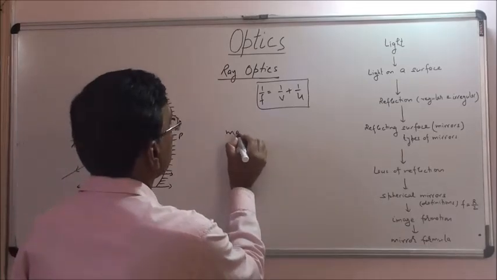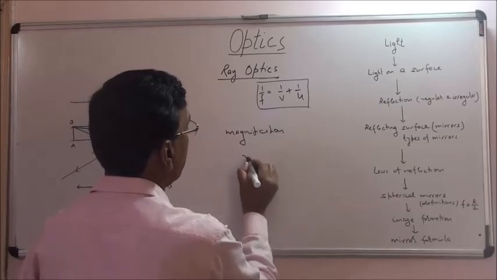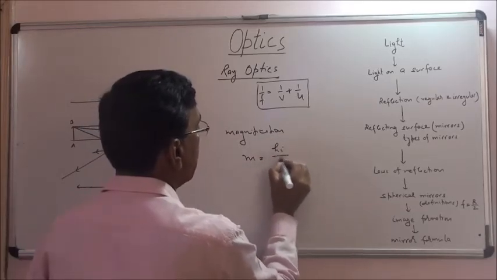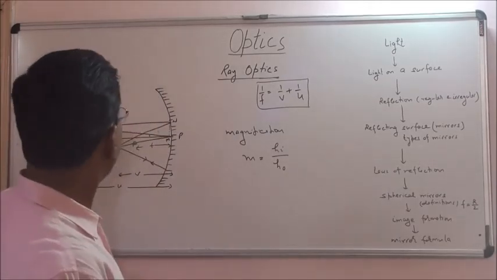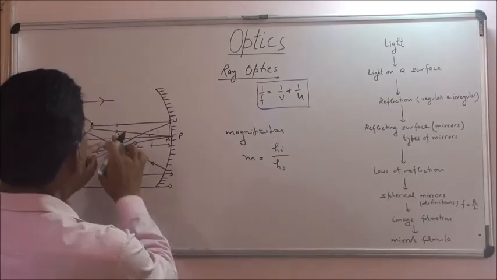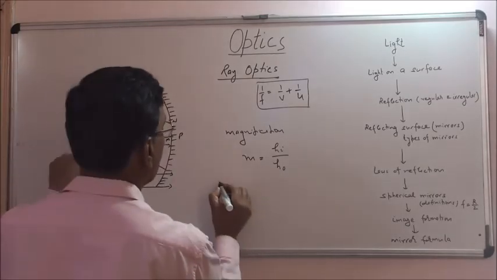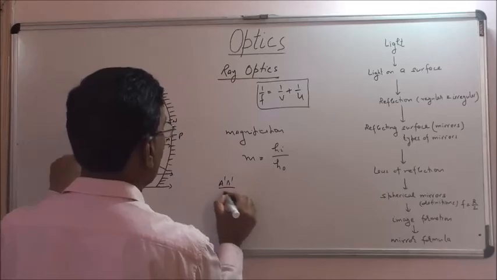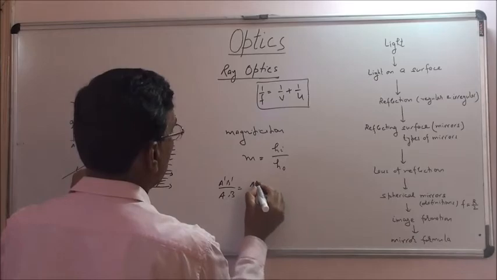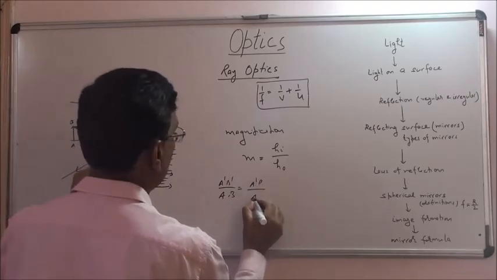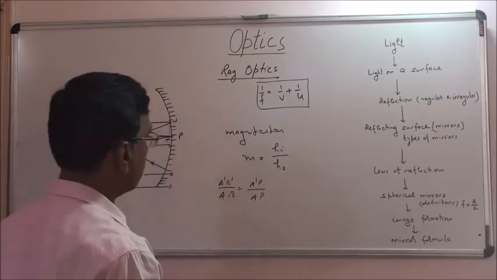And one more thing here, another quantity, magnification. Magnification is defined as the height of the image to the height of the object, this by this. Now again, use this property of triangles, one this triangle and another one this. So A dash B dash upon AB is equal to A dash B upon AB. Okay, again I have used the same set of triangles.